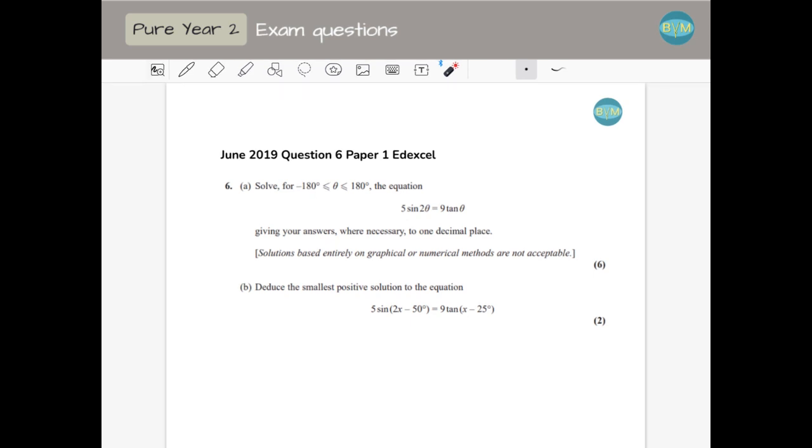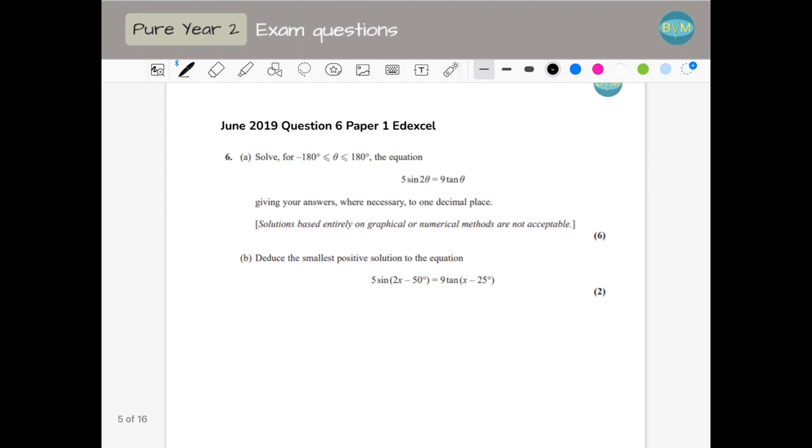Hello, this is question 6 on your June 2019 paper 1 from Edexcel, and you have to solve this equation for this interval. You have to give your answer to one decimal place. So we have a double angle and a single angle. The first thing we are going to do is use the double angle formula and substitute that.